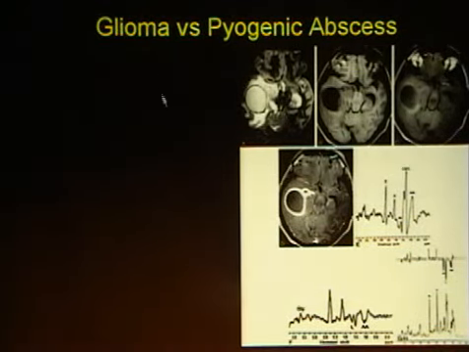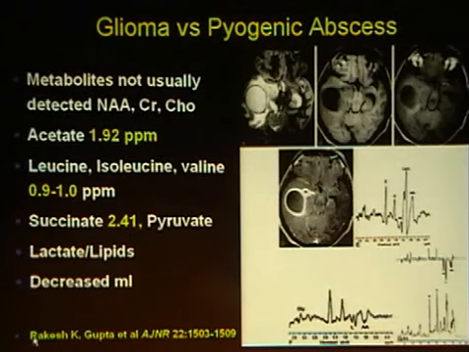In a pyogenic abscess, and this was work done out of India from Rakesh Gupta's group, you'll see a whole bunch of amino acids which are produced by bacteria.